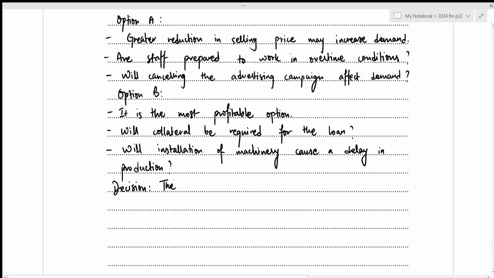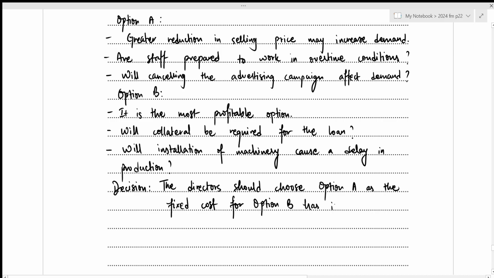So the directors should choose option A, as the fixed cost for option B has increased due to the loan interest and depreciation on machinery.